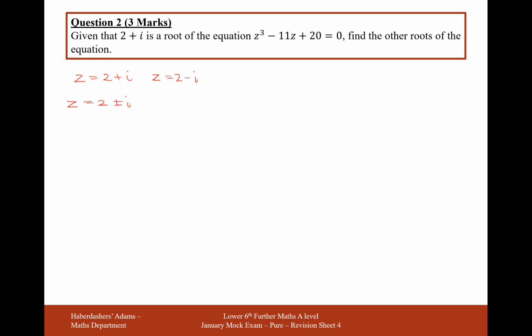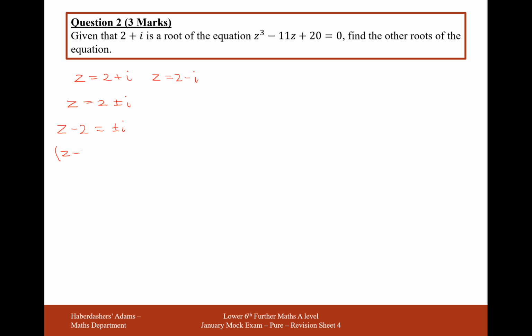And what I'm going to do now is reverse the method of solving an equation by completing the square. So the first thing I do is subtract 2 from both sides. And now I'm going to square both sides.